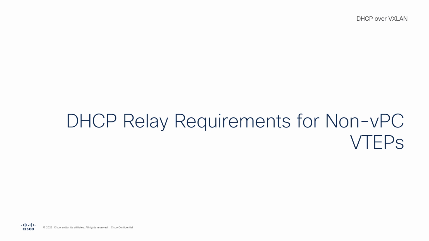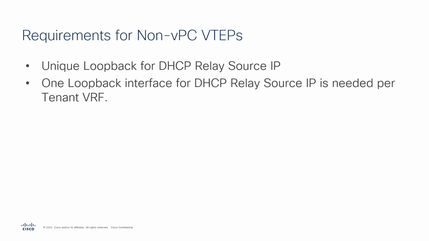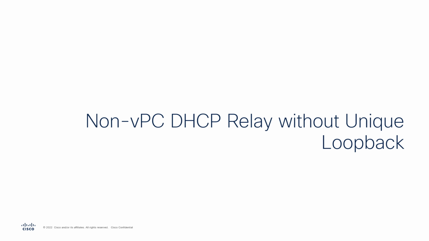First, let's go over the requirements needed for DHCP relay over VXLAN with non-VPC VTEPs. Non-VPC VTEPs require a unique loopback interface to source the DHCP relay from. This interface must be in the tenant VRF that you have assigned to the anycast gateway that is doing the DHCP relay function.